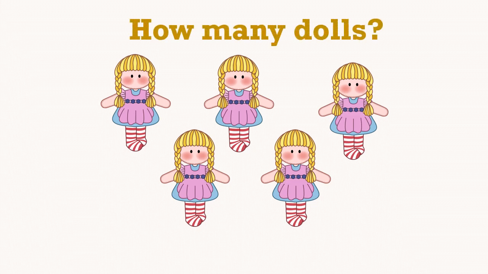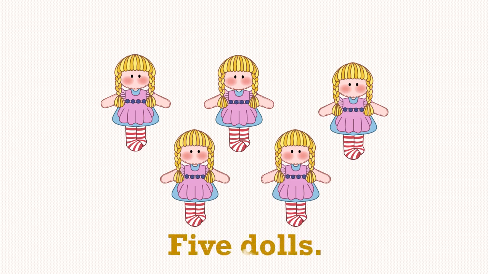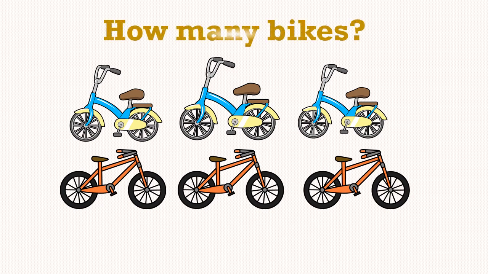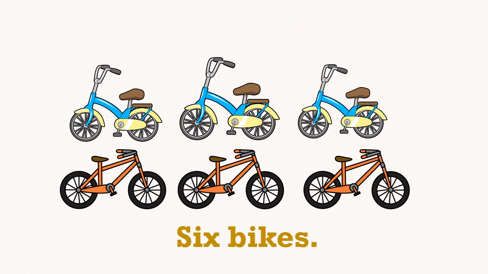How many dolls? 1, 2, 3, 4, 5. 5 dolls. How many bikes? 1, 2, 3, 4, 5, 6. 6 bikes.